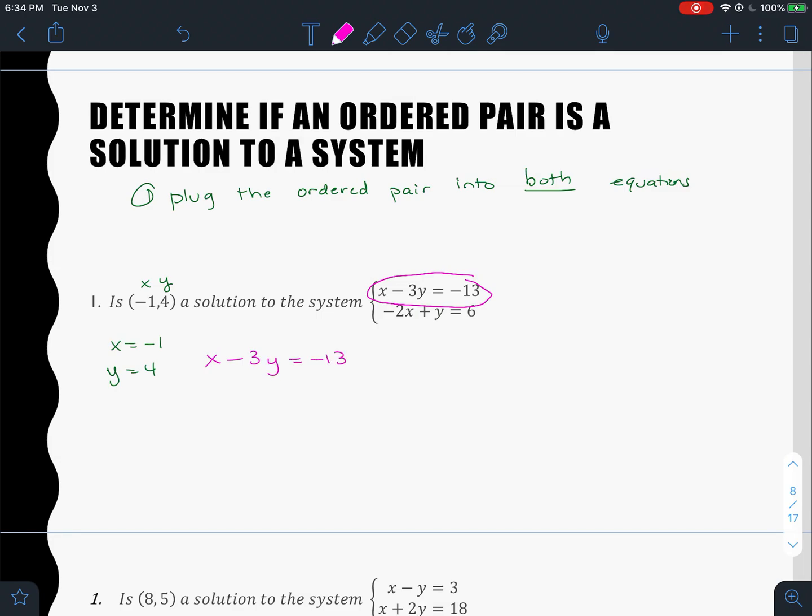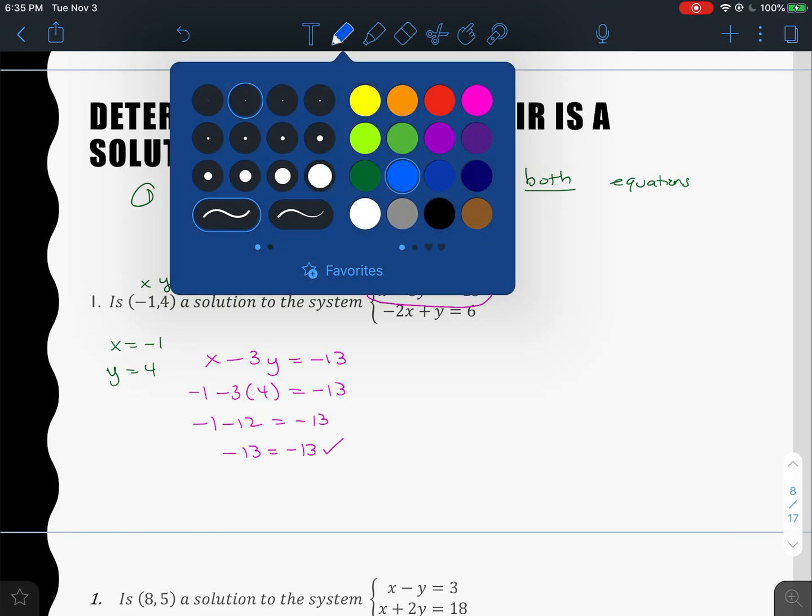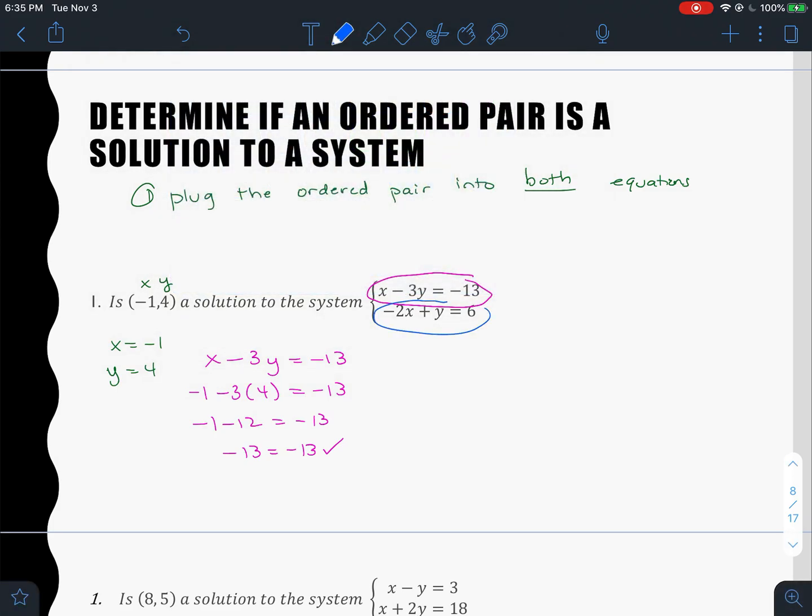So let's plug it into x minus 3y equals negative 13 first. So x is going to become negative 1, y is going to become 4, and we want to know if we plug in negative 1 and 4, will it be negative 13? Well, negative 1 minus 12 is negative 13. So it's a solution to the first equation, but for it to be a solution to the system, it has to be a solution to both.